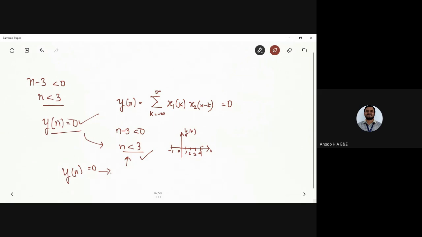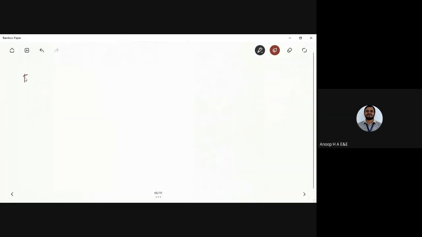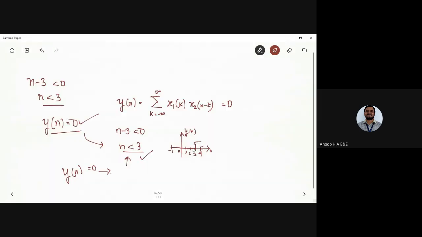Now, for n greater than 3, let me check here. For n greater than or equal to 3. So, I just told you here, which is 3. It starts from 3. So, it is less than 3, so the value of n is less than 3. Now, if I give n is equal to 3, n is equal to 4, so I'll be having y of n value where you'll be having n greater than or equal to 3.